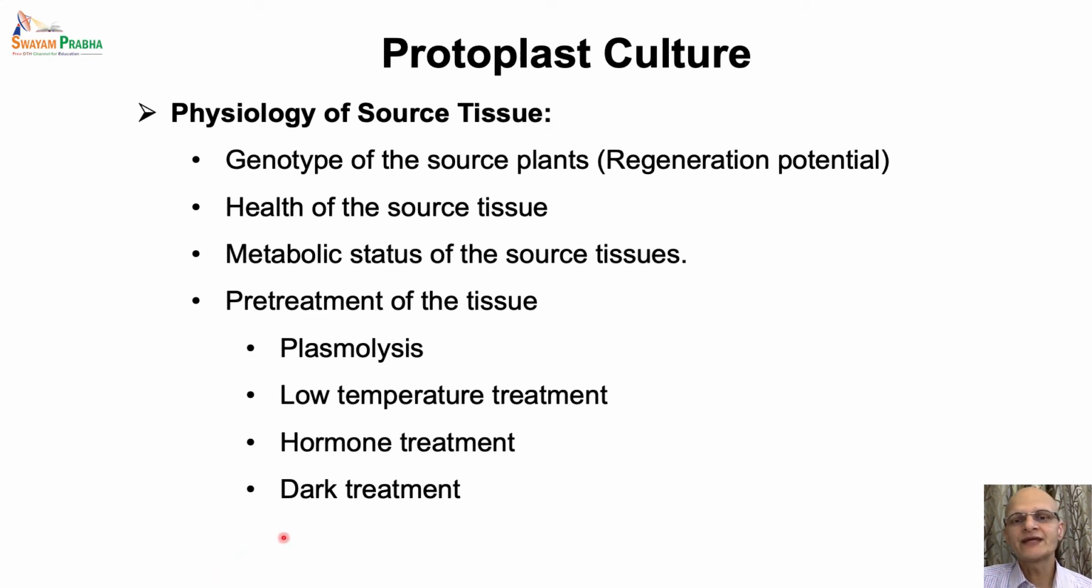In a few recalcitrant plant species, incubation of the source tissues or the donor plants in the dark may help in improving the protoplast yields as well as their culture efficiency or culture responses. All these treatments may or may not be required and would vary among different plants or also between the different tissues of the same plants too.